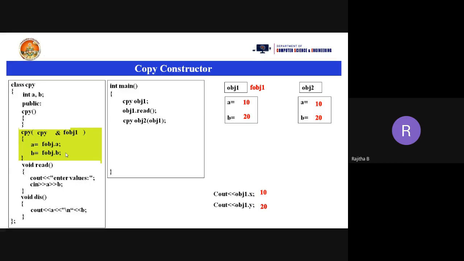Now, I want to display the values. So far, we are just copying the obj1 values into obj2. Now I want to print the values, because I want to test whether the obj1 values have been copied into obj2 or not. So I want to display the values of obj1 and the values of obj2. If both values are the same, the copy has been done.